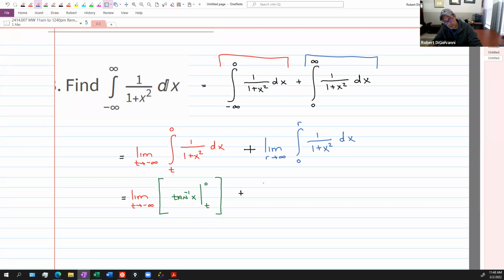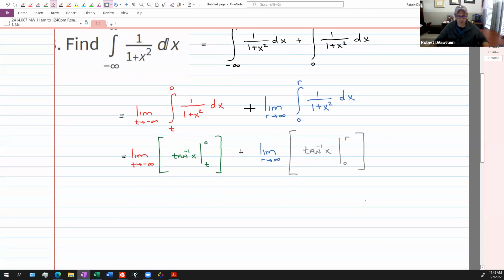Plus, now we have another limit. This time r is going to infinity. And for this one, it's the same antiderivative, inverse tangent of x, and we're going on this one from 0 to r. Questions? Limit t goes to negative infinity.